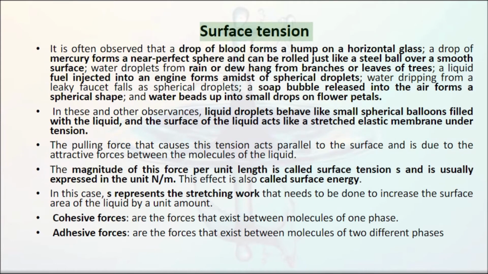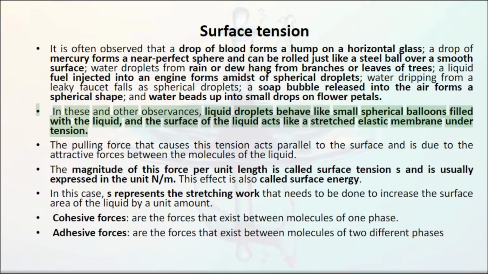Surface tension: it is often observed that a drop of blood forms a hump on a horizontal glass, and a drop of mercury forms a near-perfect sphere and can be rolled just like a steel ball over a smooth surface. Water droplets from rain or dew hang from branches or leaves of trees. A liquid fuel injected into an engine forms a mist of spherical droplets. Water dripping from a leaky faucet falls as spherical droplets. A soap bubble released into the air forms a spherical shape, and water beads up into small drops on flower petals.